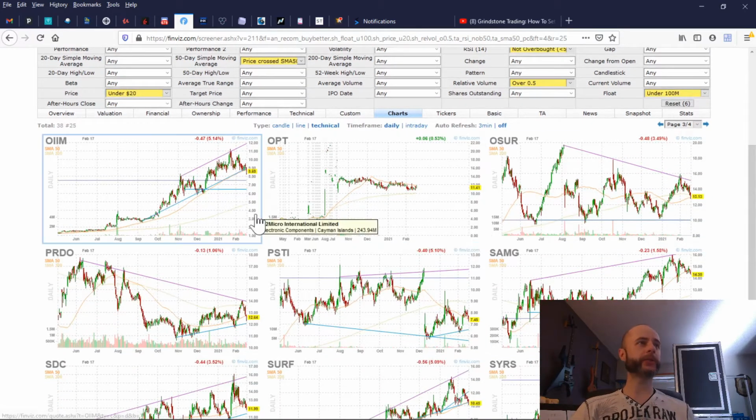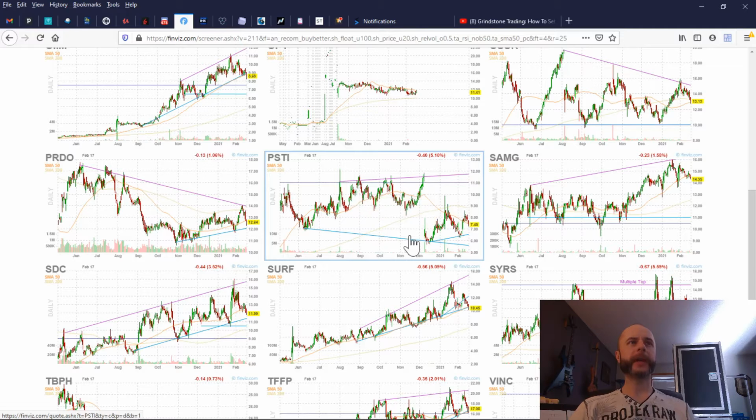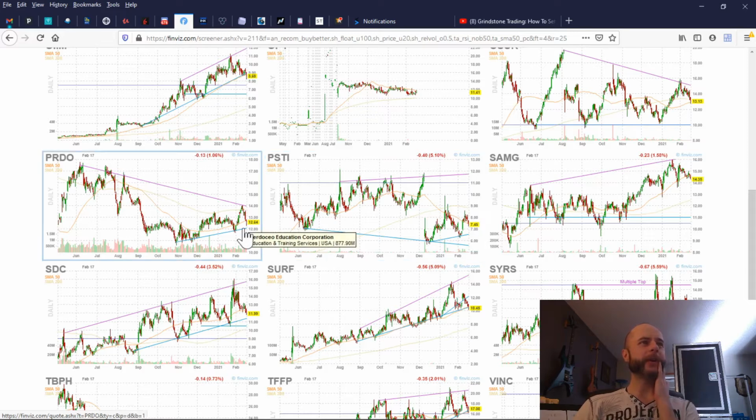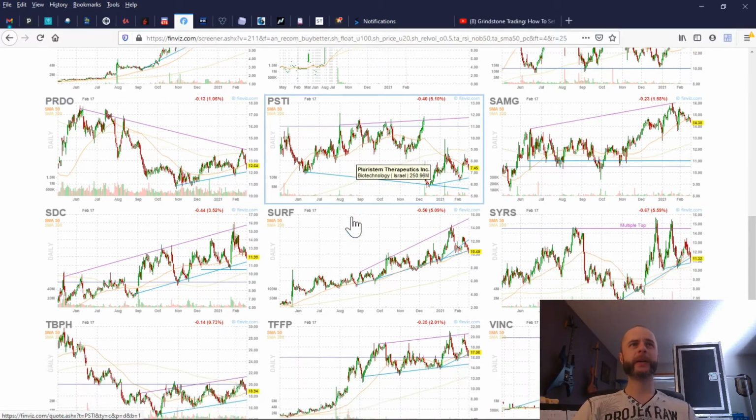What does this yield us? Well, we've got OIIM, electronic components. They've got an ascending support line here, which is just broken. I'm not too crazy about this one here. We've got PSTI. It's kind of dancing around its 50 SMA here. More than likely it's going to drop to this support line, though. Nothing I'm crazy about here. PRDO, this one has actually broken 50 SMA here, and now it's just below that. This might be a good one for a swing back up to the 14 level.